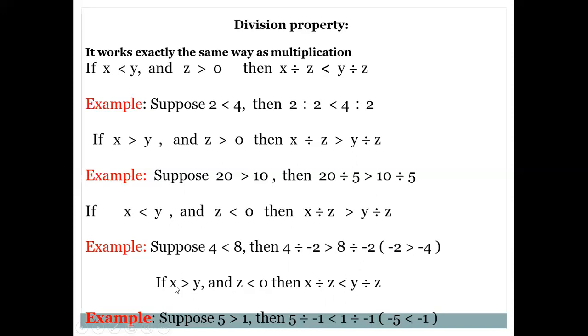Same thing, if x is greater than y, the greater than sign is changed into the less than sign. The condition is, if x is greater than y and z is less than 0, then x divided by z is less than y divided by z. Suppose 5 is greater than 1, then 5 divided by minus 1 is less than 1 divided by minus 1, and minus 5 is less than minus 1.